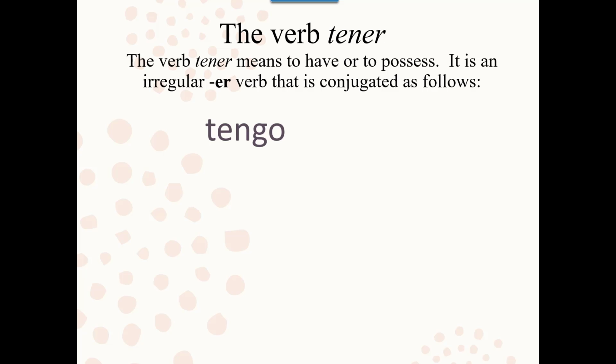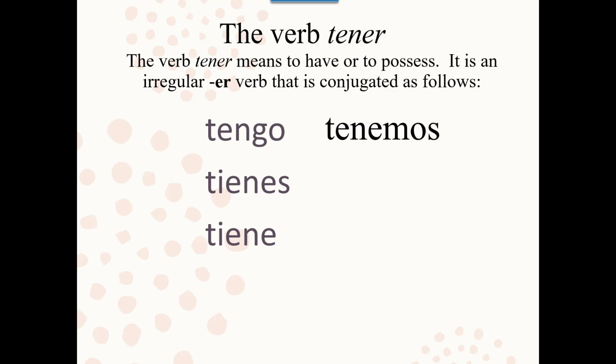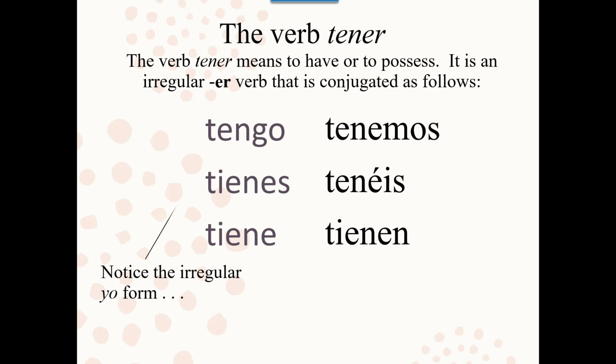So what are the 6 forms that we use with this irregular verb? We have tengo, tienes, tiene, tenemos, tenéis, tienen. So you need to be careful with the yo form. It's a little bit different, right? It's not like a normal ER verb. It has a GO at the end. It's a little different. Tengo.